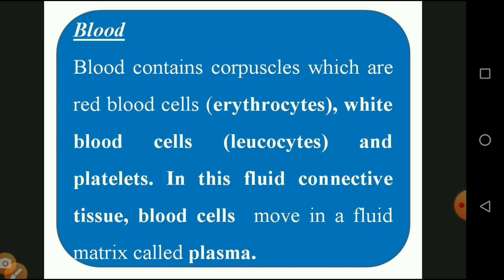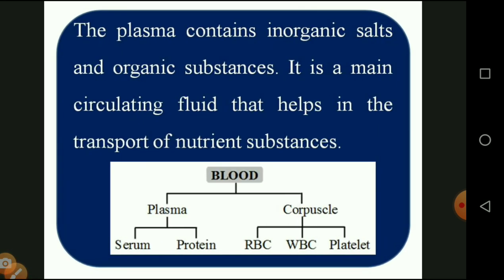So the plasma consists of a protein material and a water substance, and the corpuscles consist of three types of material: red blood cells, white blood cells, and blood platelets. The plasma contains inorganic salts and organic substances, and it circulates the fluid with the help of transport of nutrient substances, as given in this representation. Blood consists of two types of component, plasma and corpuscles. The serum and proteins are available, then RBC, WBC and platelets are present in this.